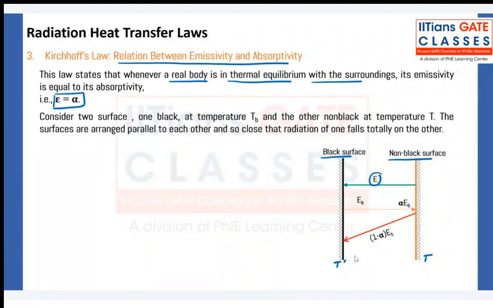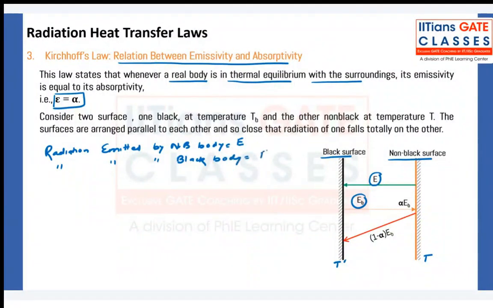Whatever the non-black body is radiating, the black body is absorbing everything. The black body is also radiating something. Let's say it is radiating EB, the emission radiated by the black body. Let's say radiation emitted by the non-black body is E. That is the radiation absorbed by the black body as well. Radiation emitted by the black body is EB.